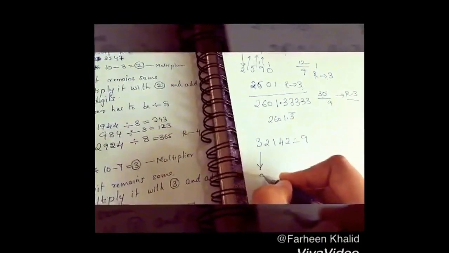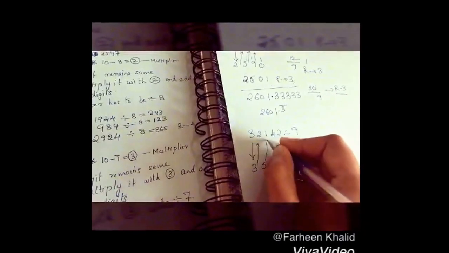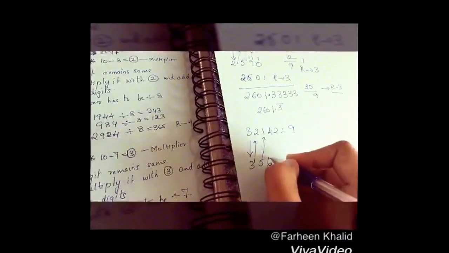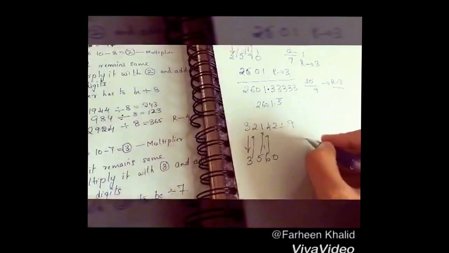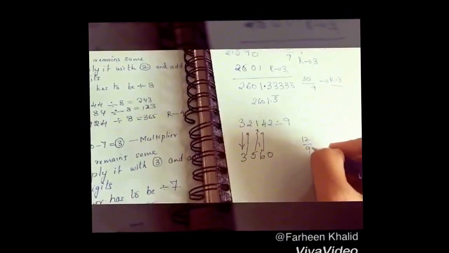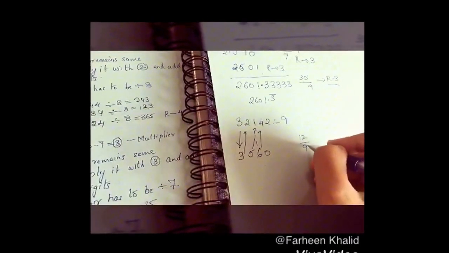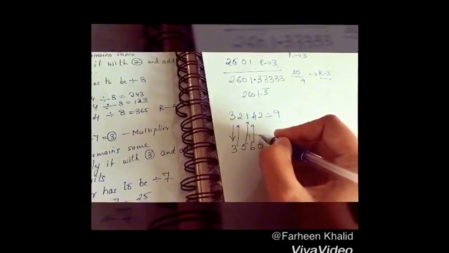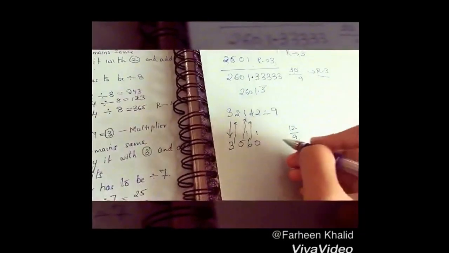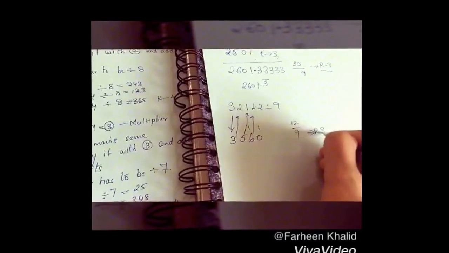Again the same thing. You write the 3 as it is, then you add it to 2, it makes it 5. You add the 5 to 1, it makes it 6. 6 to 4, it makes it 10, and 10 to 2, it is 12. Again you have a remainder of 3 here. So how many times does 9 go into 12? One time. So you put it here, and again you have a remainder of 3.